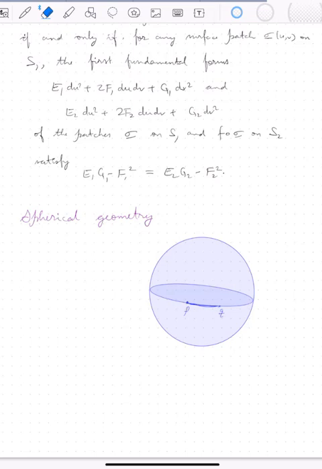Okay, so in the next session, we will talk about the second fundamental form, and yeah, so that's what it is. Okay.